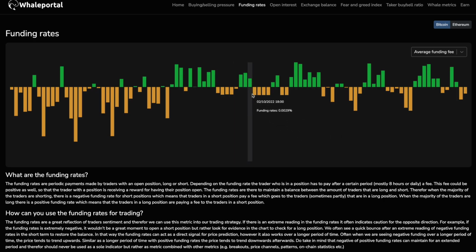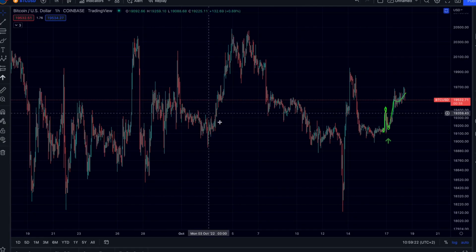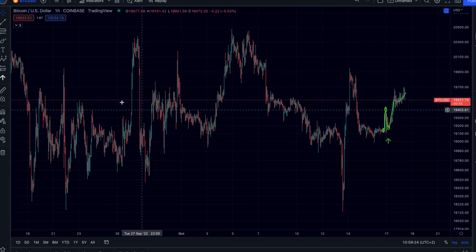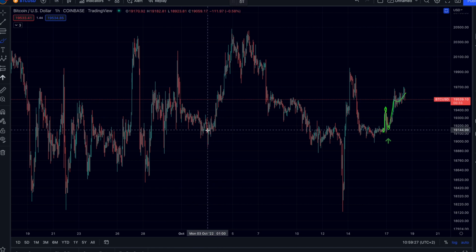Then guys, let's take another example. Right here we got the 3rd of October, 2 o'clock in the night, quite extreme negative funding. Let's see what happened in the price. That was the 3rd of October at 2 o'clock in the night. That was right here.